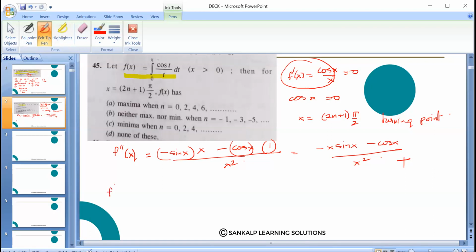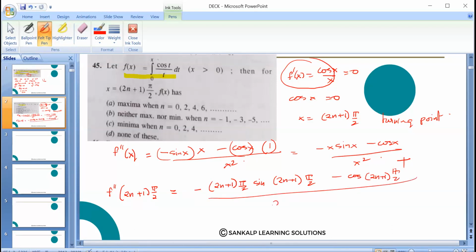So we have to check at the turning point 2n plus 1 pi by 2. What will be f double dash? Minus 2n plus 1 pi by 2 sine of 2n plus 1 pi by 2 minus cos of 2n plus 1 pi by 2, by 2n plus 1 pi by 2 whole square.